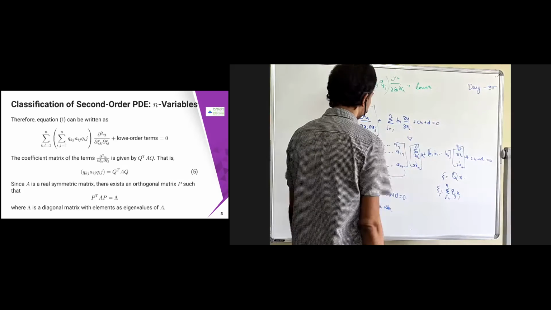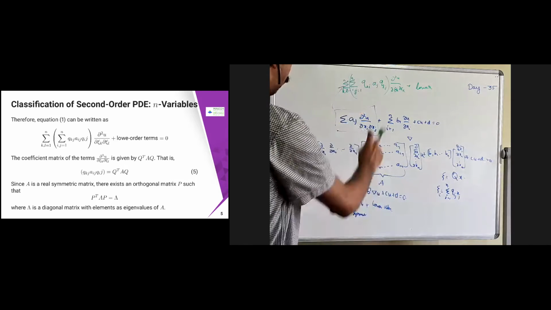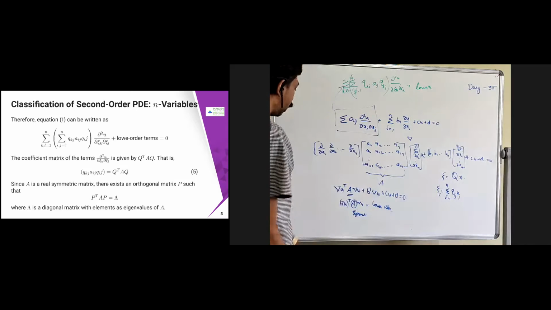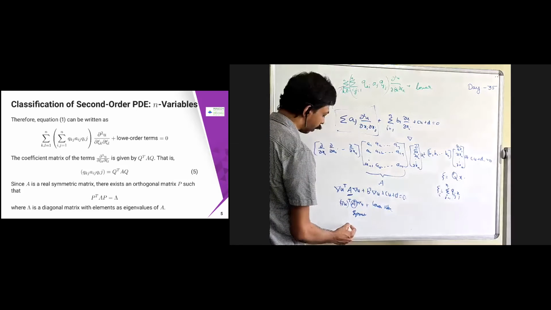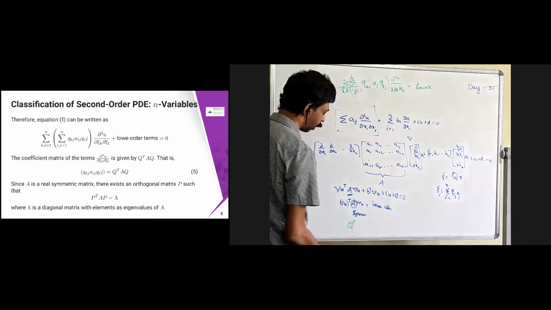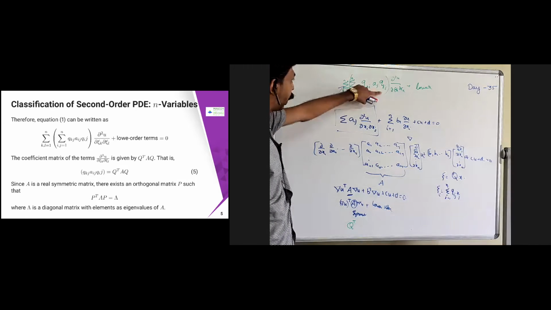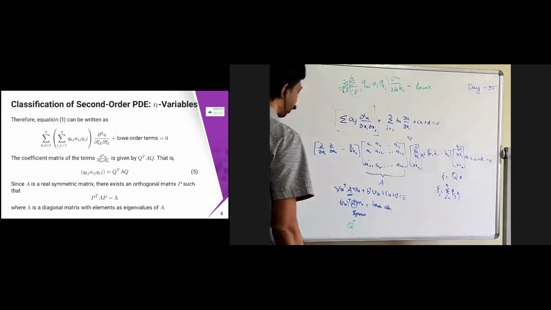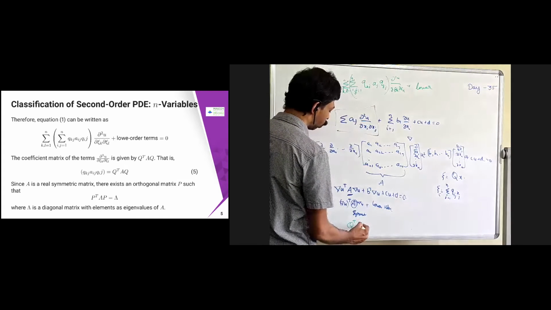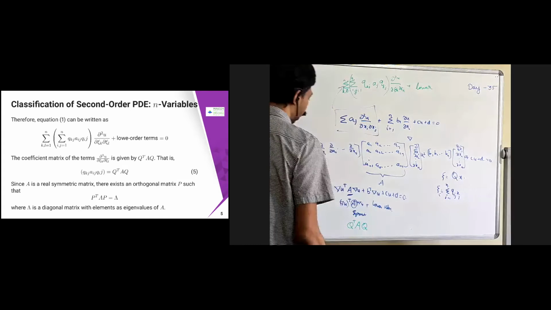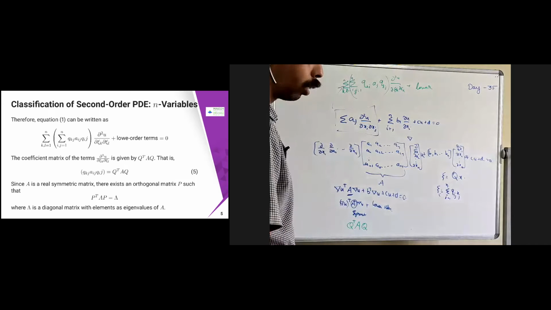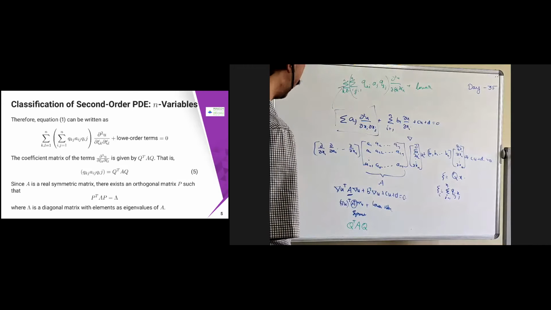So if I simply apply this transformation, I am going to operate Q on both sides. In that case, I am going to apply Q transpose A Q. Just take only the coefficient matrix, and that is nothing but Q transpose A Q. That is going to be my transformation, the coefficient of this matrix.